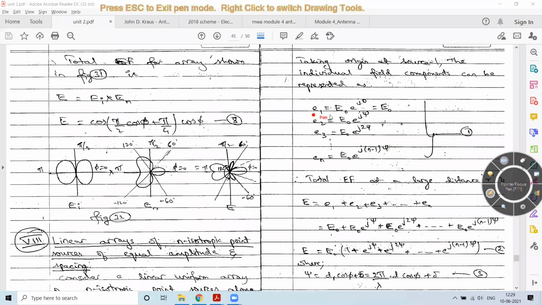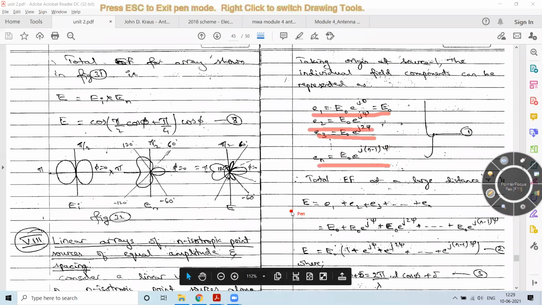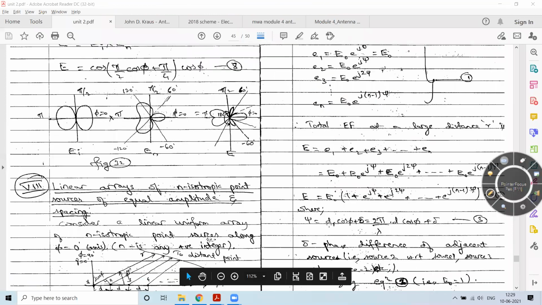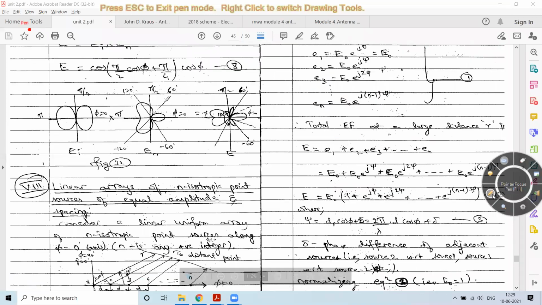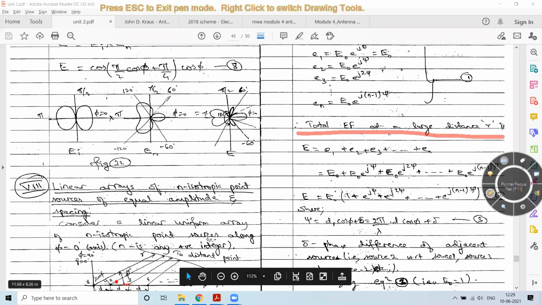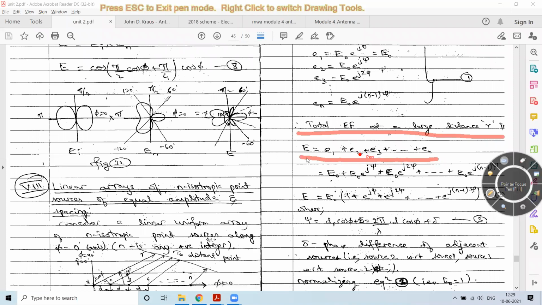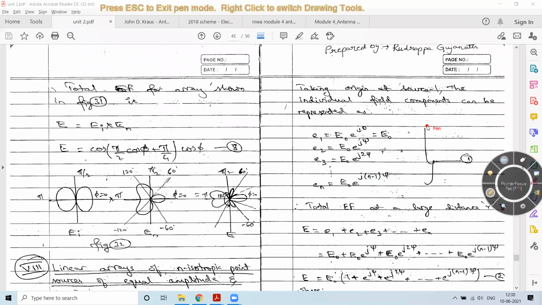So these were the fields we had observed, which were due to the respective sources, that is source 1, source 2, up to source n respectively. Now, what is the total field? Total field is actually the vector addition of all the fields due to these. So I can write E is equal to E1 plus E2 up to En, the summation of E1, E2, E3 up to En. Now, we substitute these values in this equation.